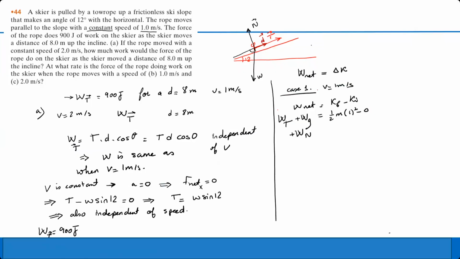So you really can't use this method unless you are able to find the work done by gravity and the work done by the normal, and then deduce W_T from that, which is a harder method. This method would work only if you pay attention that here we have W net, not just the work done by the tension force. The work energy theorem is for the net work done on the object, so you have to account for all of the forces.